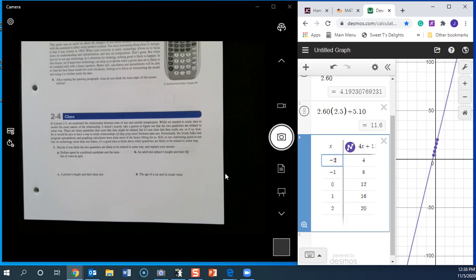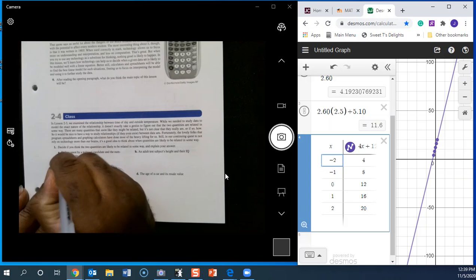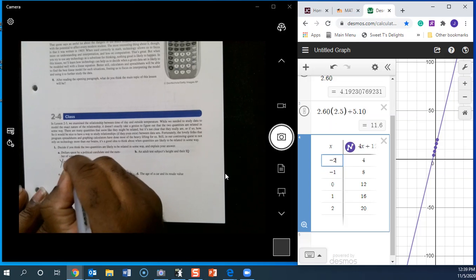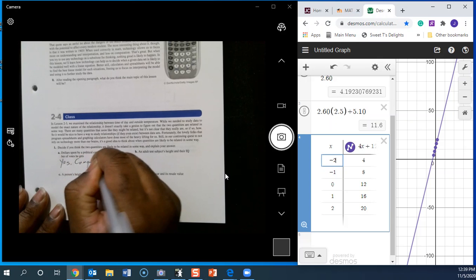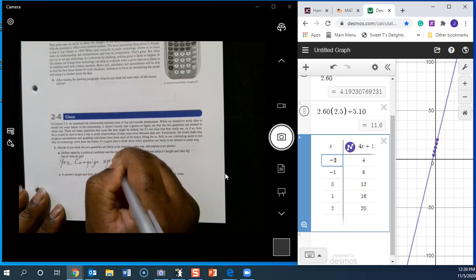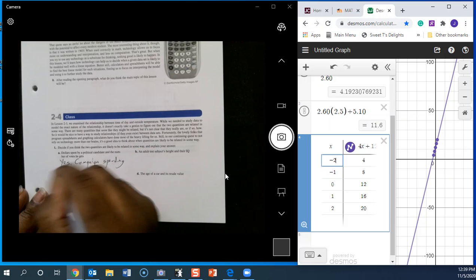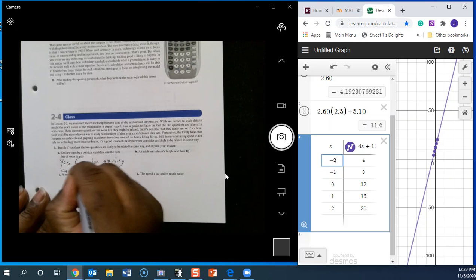Number one, decide if you think the two quantities are likely to be related in some way and explain your answer. A, dollars spent by a political candidate and the number of votes he gets. I would say yes. Campaign spending can influence votes.